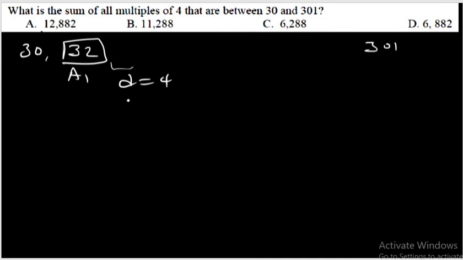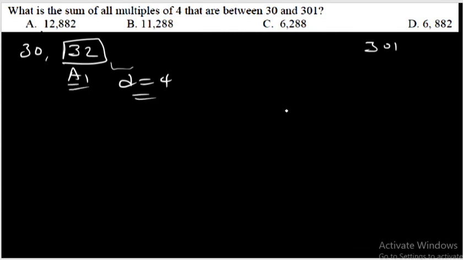The last question for today, what does it say? What is the sum of all multiples of 4 that are between 30 and 301? First of all, what is the first number which comes after 30 and is a multiple of 4? That is 32. Obviously, this one is A1, the first term. Since it's a multiple of 4, we are going by 4 by 4. That is, the common difference is 4. We know the first term, we know the common difference.